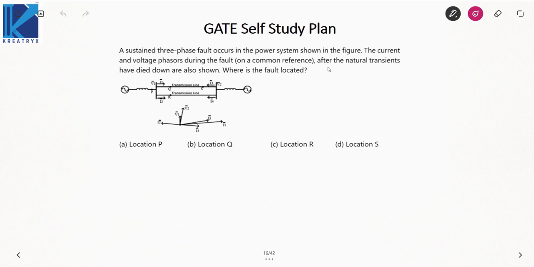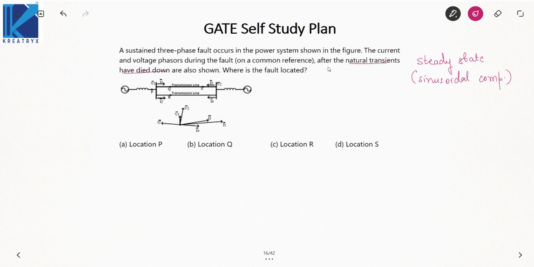It says a sustained 3-phase fault occurs in the power system as shown in the figure. The current and voltage phasors after natural transients have died down. It means the circuit is in steady state. After the transient has died down, it is in steady state. So we only need to consider the sinusoidal component. We don't need to consider the DC component. We need to find the location of the fault.